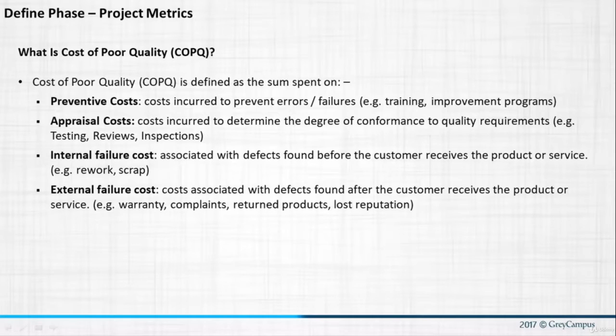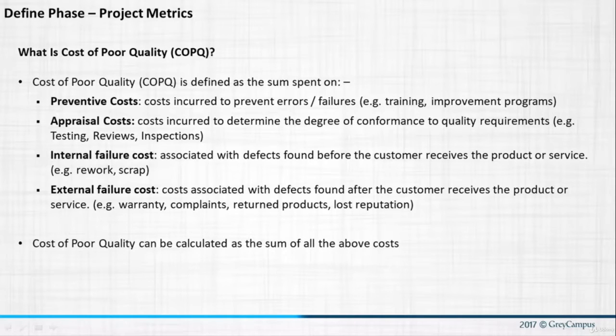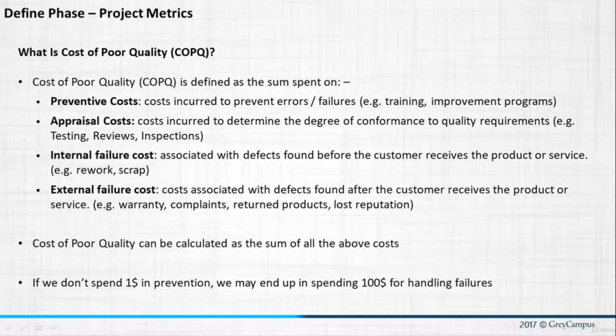External failure costs are defects that do leave the factory and are either returned or a lost reputation from the customer standpoint is seen. One of the justifications with investing into a Lean Six Sigma program is that the preventative cost is a lot less than internal and external failure costs.